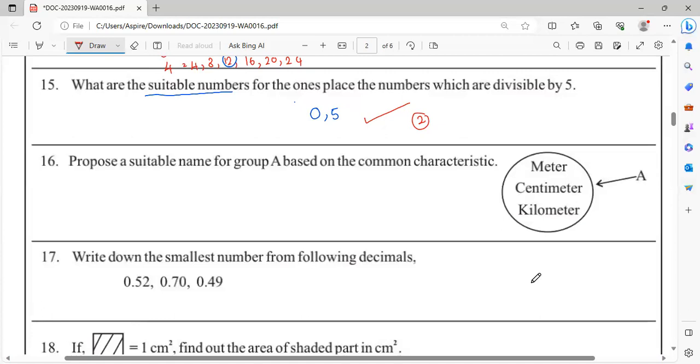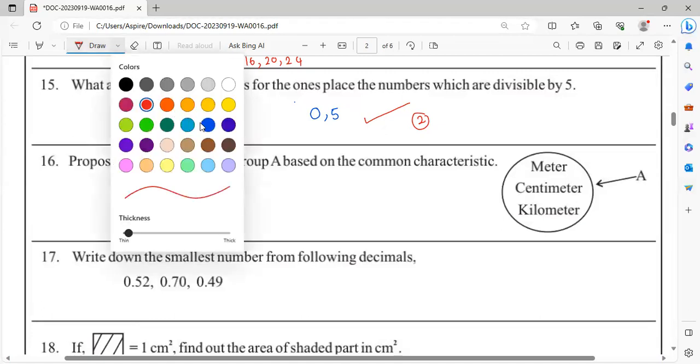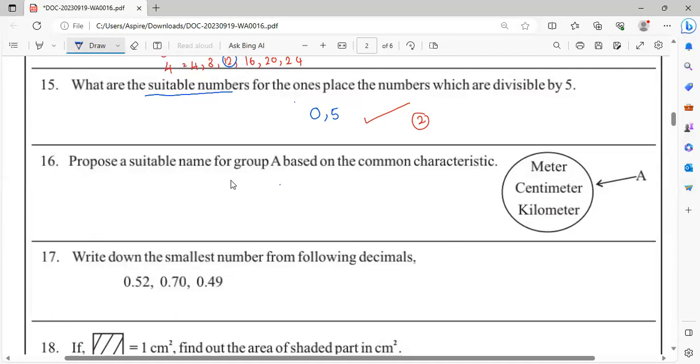They are units, no? They are units of length. Can't you identify? They are units, no?